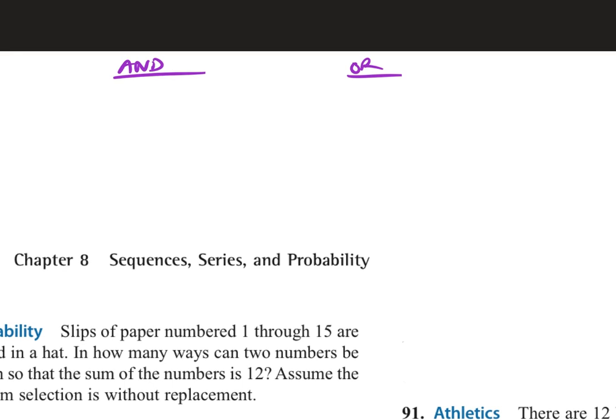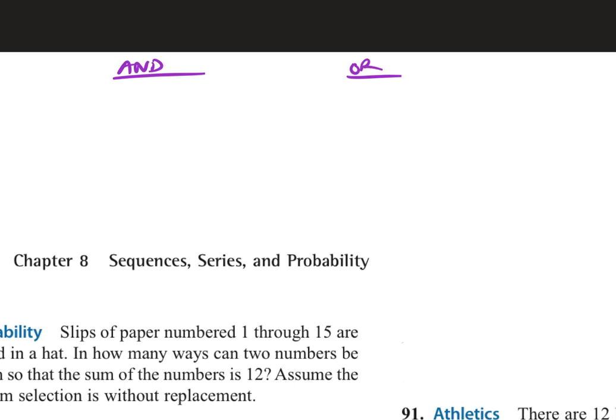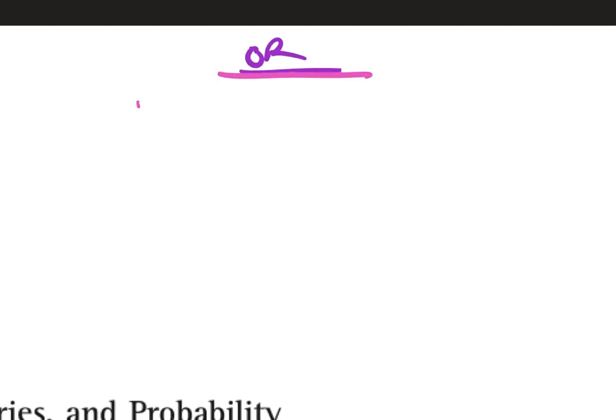So if it said you are pulling a card out of a deck of cards, what's the probability you are getting a red or a jack, let's say? Then if it's an or statement, you have to ask yourself, is it mutually exclusive or not? Mutually exclusive means it can't be both things. So if I said a red card or a jack, could that be both things? Are there red jacks? Yes. So that would be not mutually exclusive.